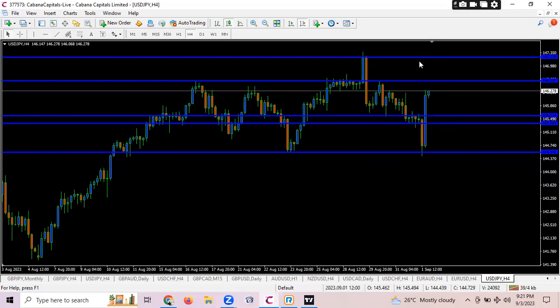If a candle breaks out from this resistance, I will consider buying USD JPY because DXY is bullish. USD is still showing strength. Momentum on USD is still very strong. So that's my take on USD JPY.